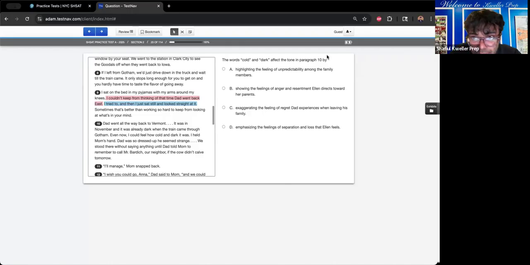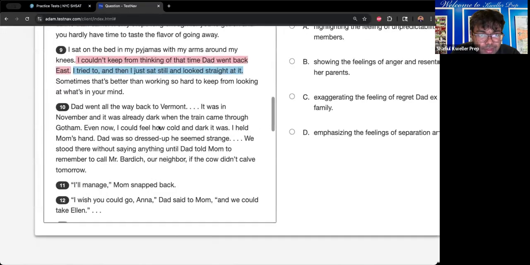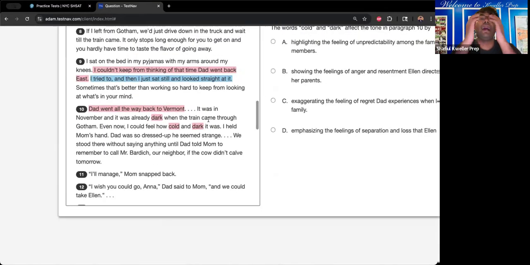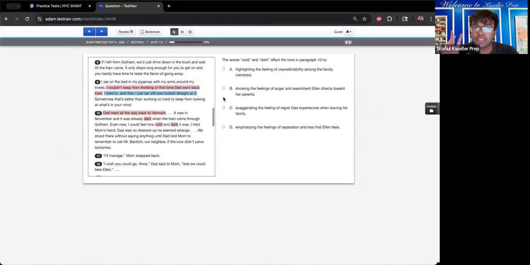The words cold and dark affect the tone. Where does it say that? Okay, so maybe cold and dark show that. So here, when her dad went to Vermont, I'm going to put this in pink. It was dark when the train came. Even now I could feel how cold and dark it was. So it's not the fact that it was late at night and she felt cold and dark. It's the fact that her dad wasn't there. Her dad had left for Vermont. That made her feel this cold and darkness.